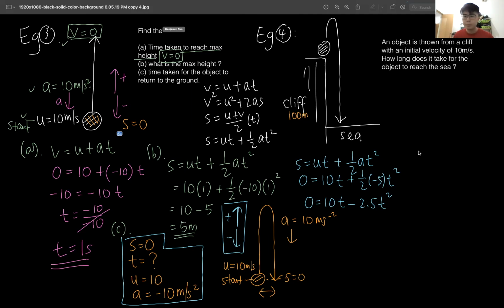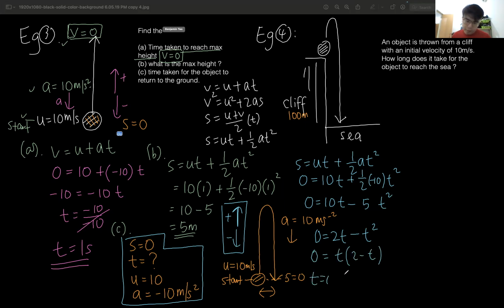Okay. Why is the acceleration made minus 5? Oh, okay. This one is 10, right? Supposed to be minus 10. This is minus 5. Okay, so 0 equals to 2t minus t squared. Simplify, and then we factorize. 0 equals to t(2 minus t).